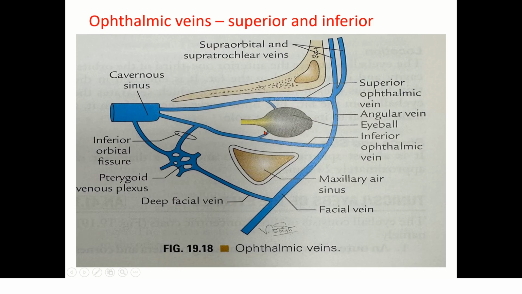Now there are two ophthalmic veins, superior ophthalmic vein and inferior ophthalmic vein. Superior ophthalmic vein starts from the upper eyelid. So as it passes, it receives all the veins corresponding to the branches of the ophthalmic artery. So it drains into the cavernous sinus.